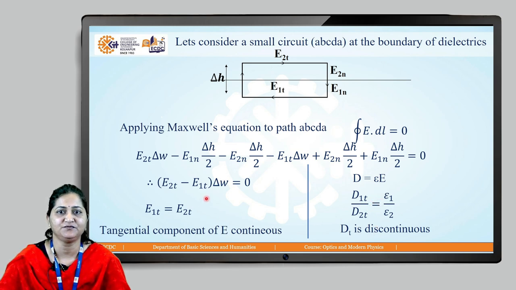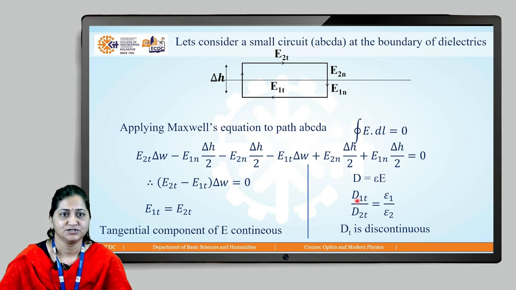How do we get this equation? For E1t we can write D1t upon epsilon 1, for E2t we can write D2t upon epsilon 2, and then the D components we can take on one side, and epsilon components we can take on the other side, and the final equation that we get is D1t upon D2t equal to epsilon 1 upon epsilon 2. That means D1t is not equal to D2t, and hence we say that the tangential component of displacement field is discontinuous, whereas tangential component of electric field is continuous.